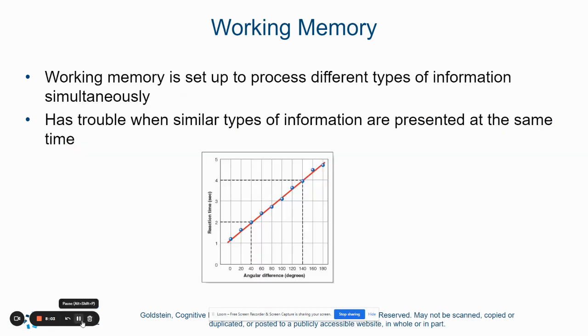So, when it comes to our working memory, it's set up to be able to process different types of information at the same time, but it struggles to work properly when similar types of information are presented at the same time. You can see that from the chart there.